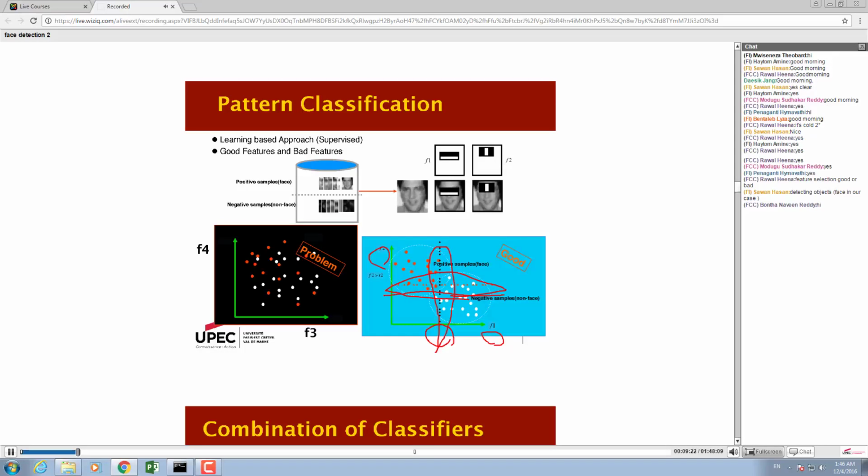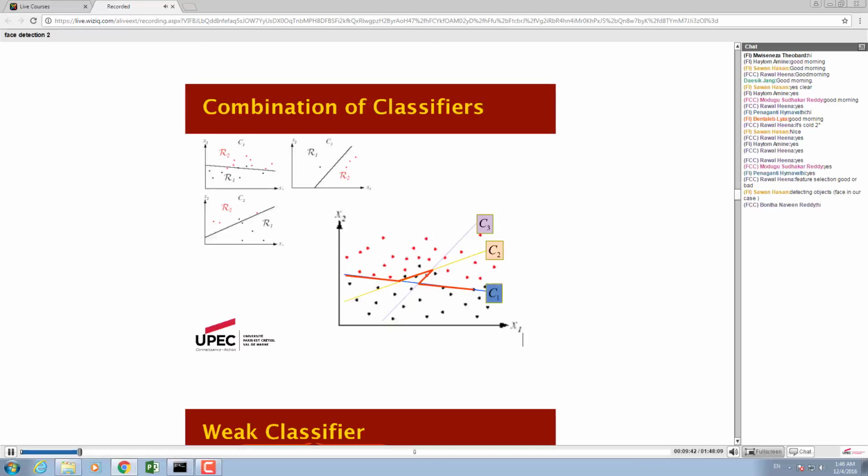So every feature can constitute a weak classifier by combining with a threshold value. We'll see how to calculate the threshold value for every feature. Okay, so that is the concept. And by the way, let's assume we have good features.